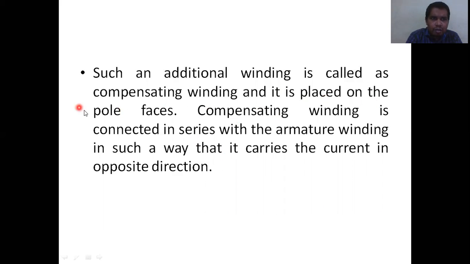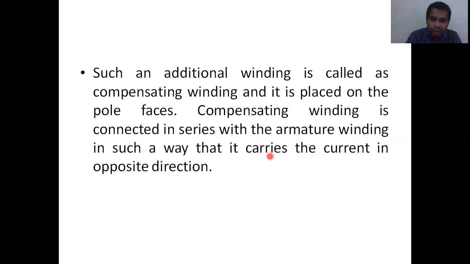It is placed on the pole faces, right? Placed in the pole faces. The compensating winding is connected in series with the armature winding in such a way that it carries the current in the opposite direction. So it will carry the same current. Then only you can nullify. Same current but in the opposite direction. That's why the flux produced by the armature winding and compensating winding will cancel each other. Just an example, you understand? If you have plus one way and another minus with equal magnitude, they cancel.